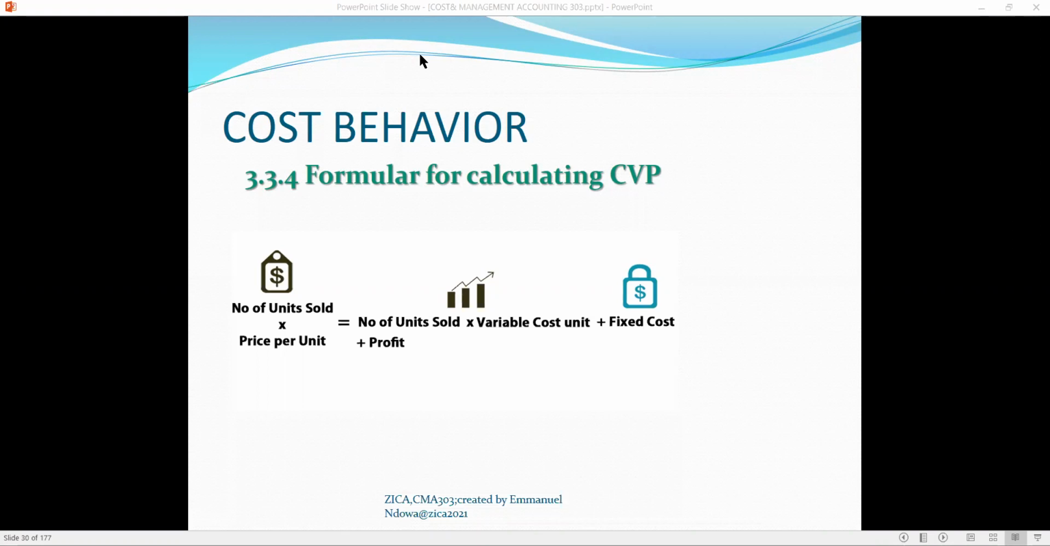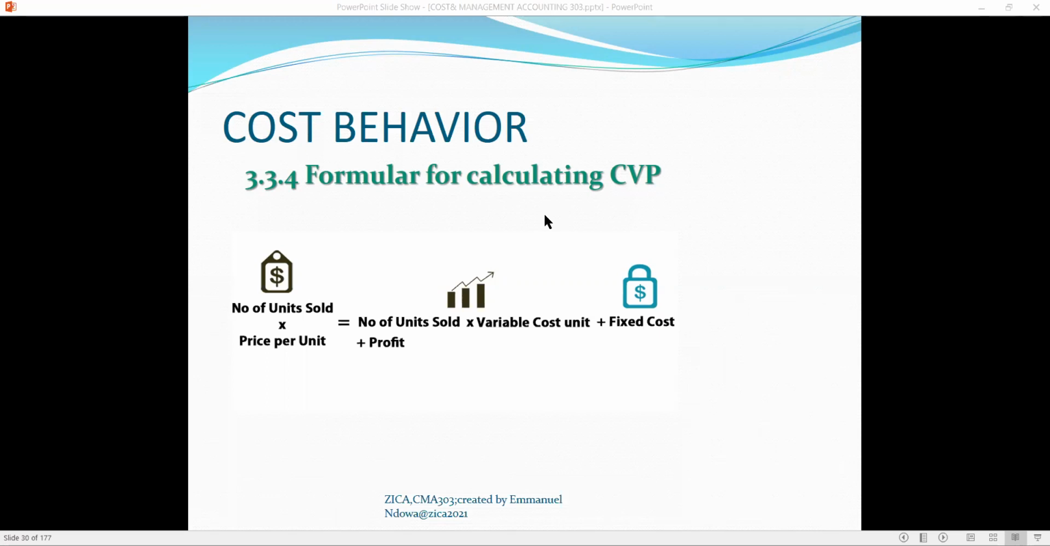So we then need to look at the formula of how we can calculate the CVP analysis. You can actually see that in order to come up with our revenue, we would have got the units which we would have sold at the price per unit. That gives us our total revenue.